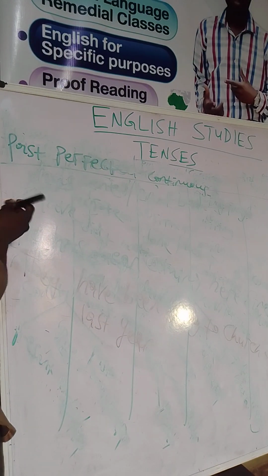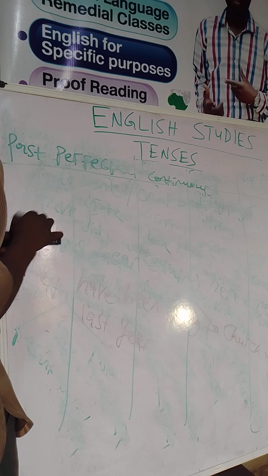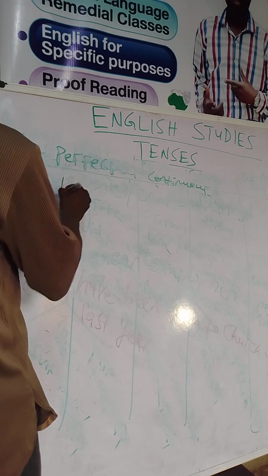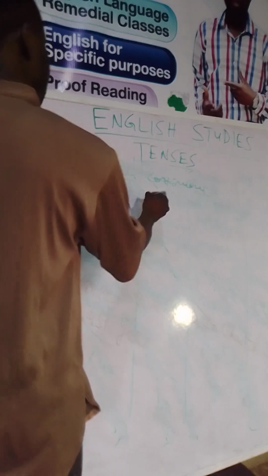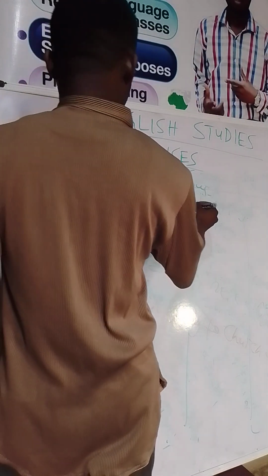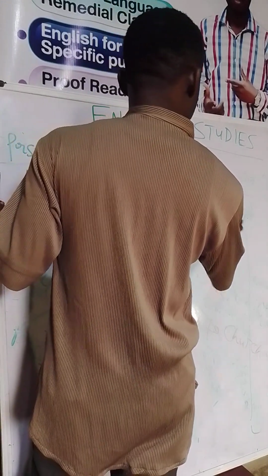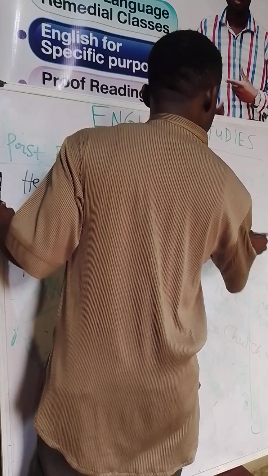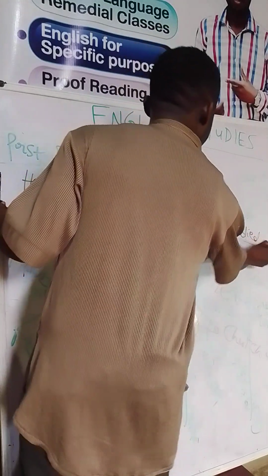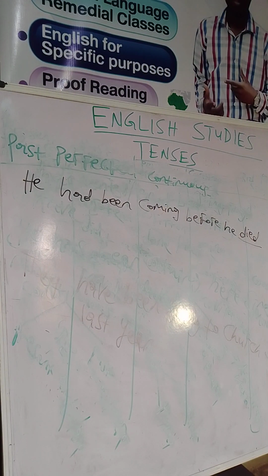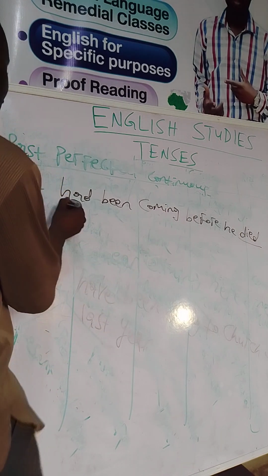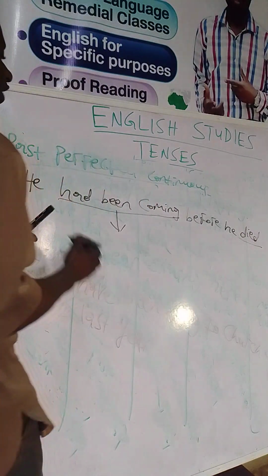tense, then you have something like he had been coming before he died. So this died there makes us know that it is a completed action. Tenses will indicate whether an action is a completed action or a continuous action. Maybe it's a habitual action, a continuous action, or a completed action. That is what tenses indicate. So he had been coming is an indication of past perfect continuous tense.